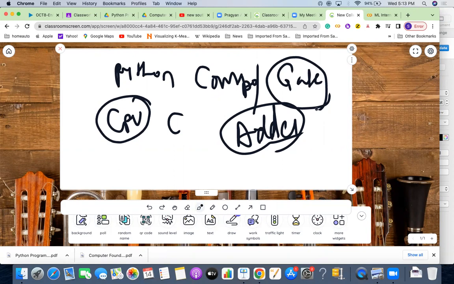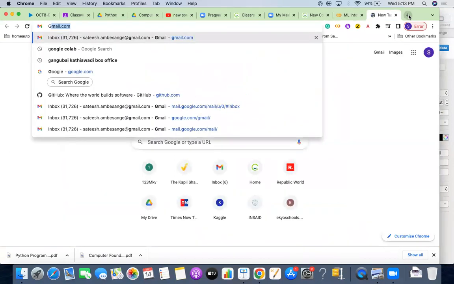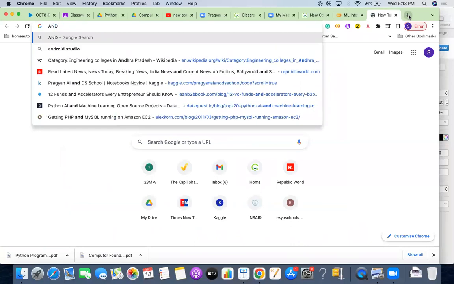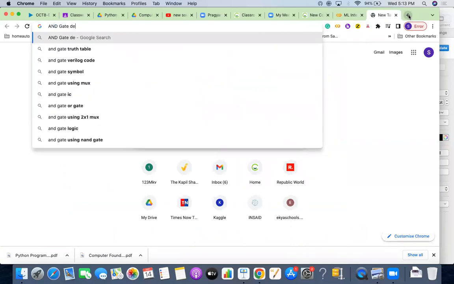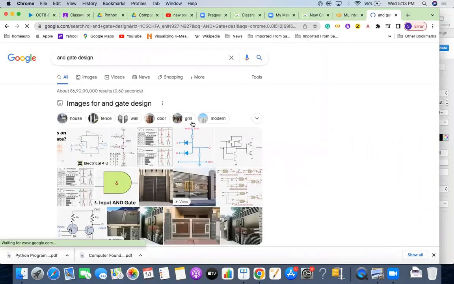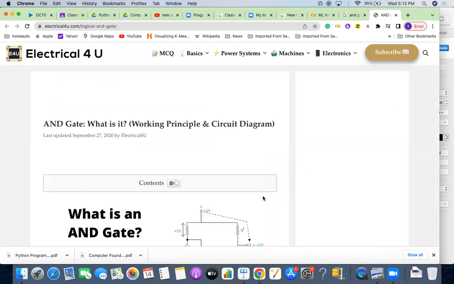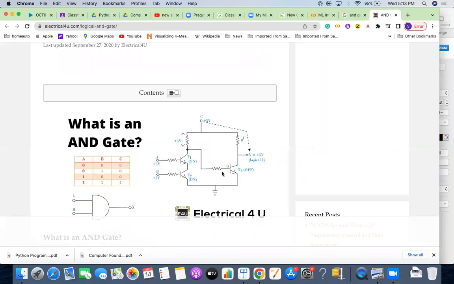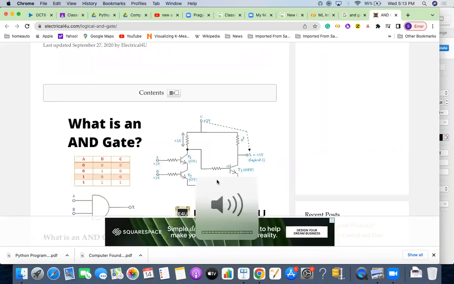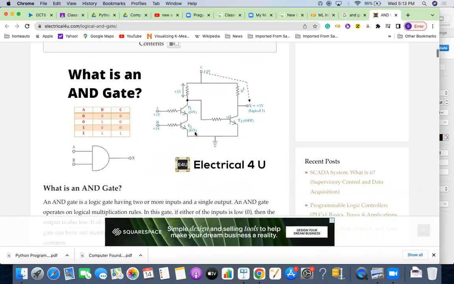They will be using transistors to create gates, correct? Let me show the gate design. If I look for AND gate design, this is how it looks, correct? This is how the AND gate design looks. Yes or no? Yes, sir. So what is this actually?